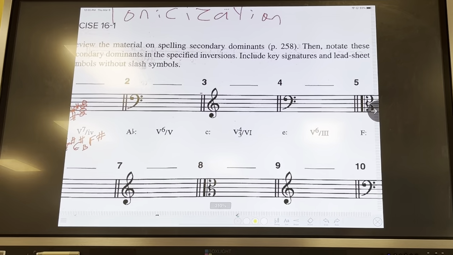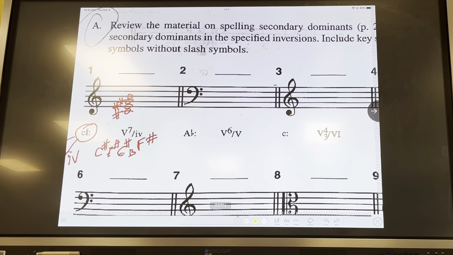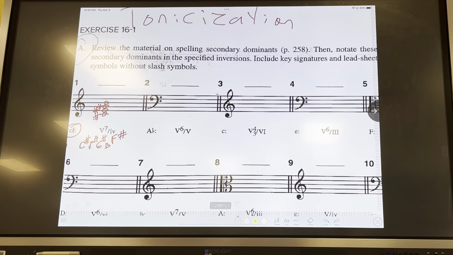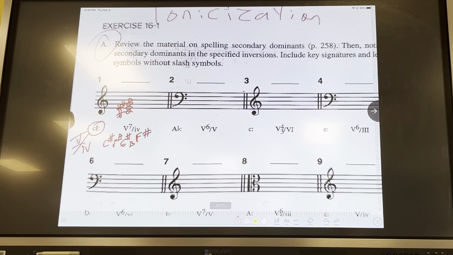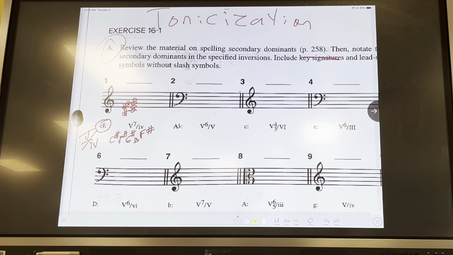Include the key signatures. Oh, it does say include key signatures and lead sheet symbols without slash. But I'm not concerned about the key signatures. Yeah, I want you to scratch that. I want you to physically write the accidentals on the note. Okay, that's what I'm more concerned about. Okay, you need to know what the key signature is, though, right? To be able to land on F sharp, you need to know the key signature for C sharp minor, right? So if you want to write that for yourself, that's fine. But I want those sharps and flats on the note so that I know exactly what notes you're putting on the page.